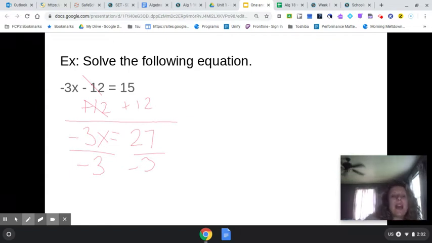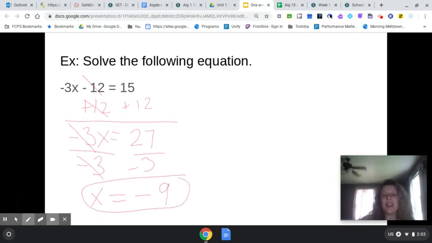So on the left side of the equation, -3 divided by -3 just makes 1. Again, I don't have to write the 1 in front of x, so I'm just going to say x equals, and then on the right side, we have 27 divided by -3. That's going to give me -9. So x equals -9 is my final answer.